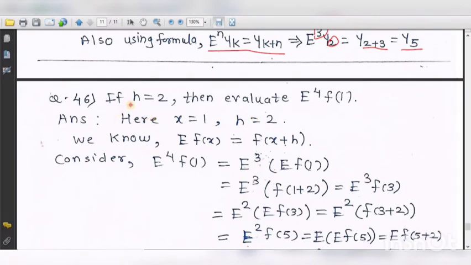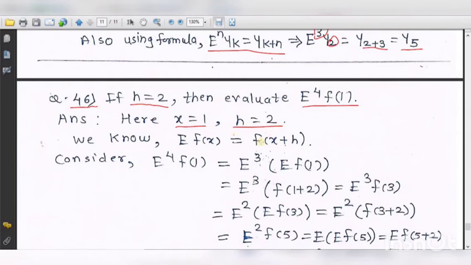So here h is given. This was question 46 from your question bank. Here h is equal to 2 and we have to evaluate E raised to 4 f of 1. So f of x is given, the value of x is 1, and the value of h is given. So we can do it. Generally we write the function as f of x, so if you compare it with f of x, x equals 1, and in the example we have h equal to 2.